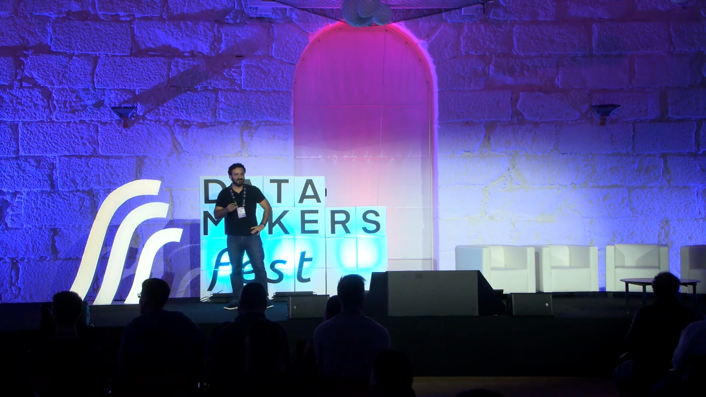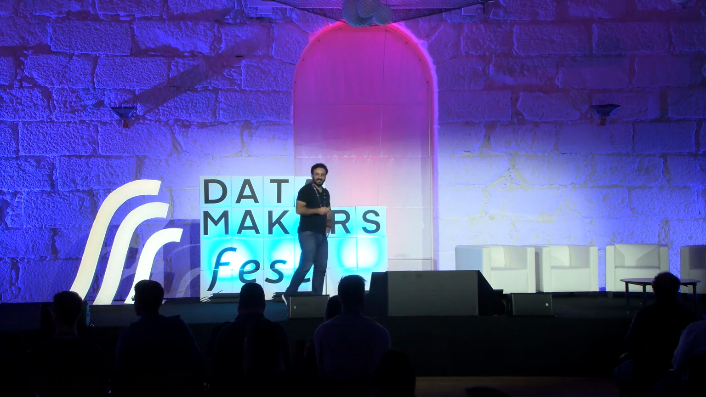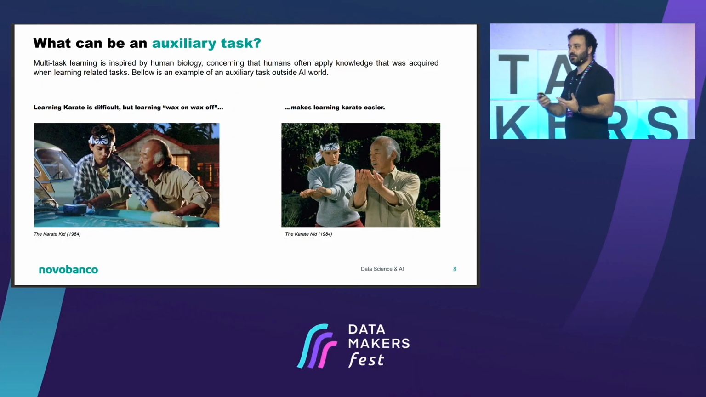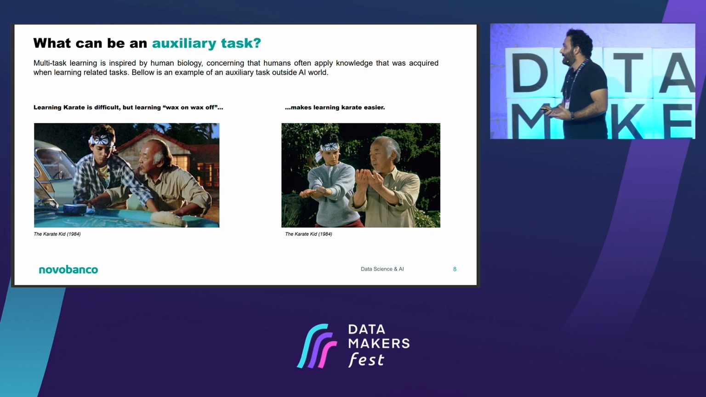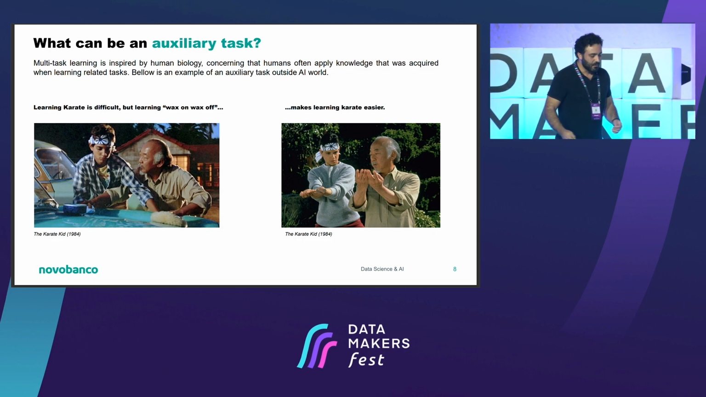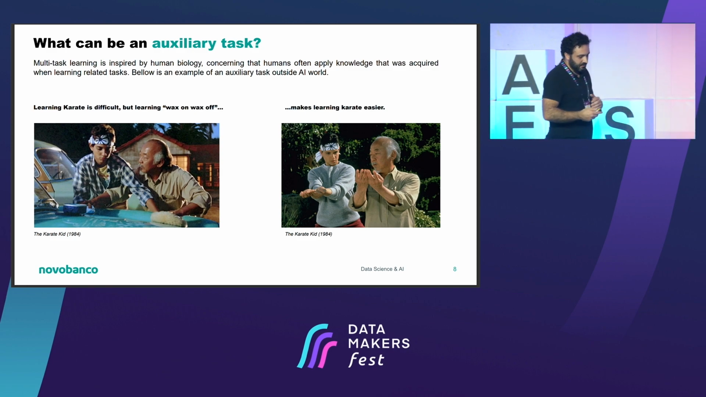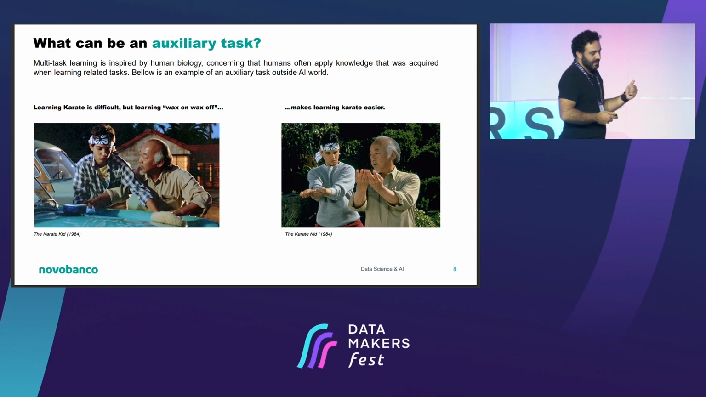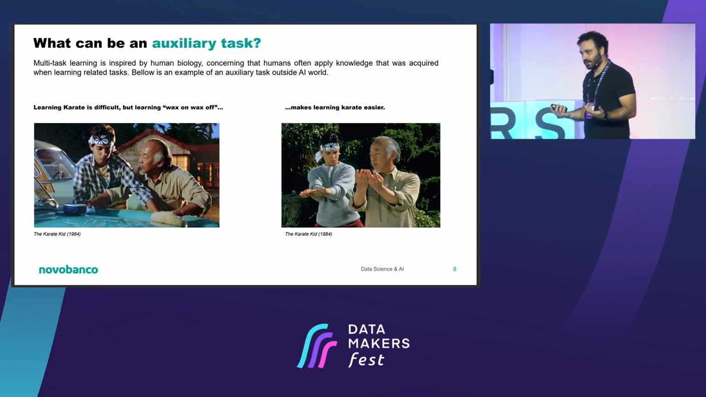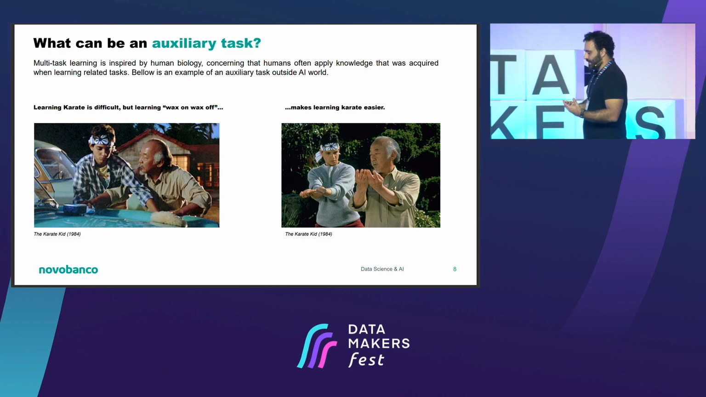I hope you have all seen Karate Kid. When we were learning about multitask learning, we ended up reading a paper that helped us better understand what an auxiliary task is. The story goes like this: Daniel-san, the youngest guy, wanted to learn karate, and Mr. Miyagi, the elder guy, gave him tasks that seemed unrelated to Daniel. And anyway, Daniel did it.